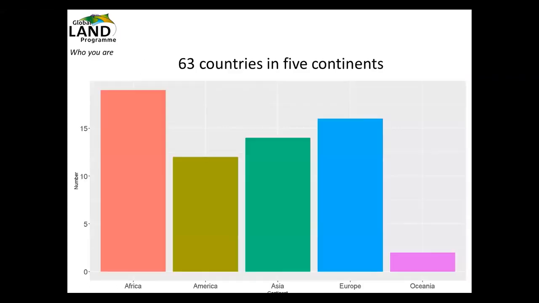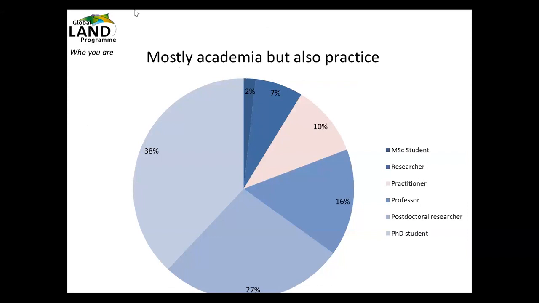One of the things that we liked is that so far there was geographic diversity. We had respondents from 63 countries in 5 continents, so that's a nice start. And there was also diversity regarding your positions. As expected, many of you are involved with academia. More than 60% of the people were PhD students or postdoctoral researchers, but we also have professors, researchers, and also a nice number of practitioners, which we think is great because we would also like the Early Career Network to help build bridges between science and practice.